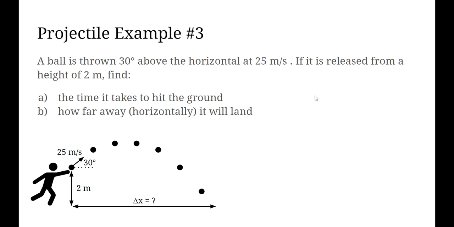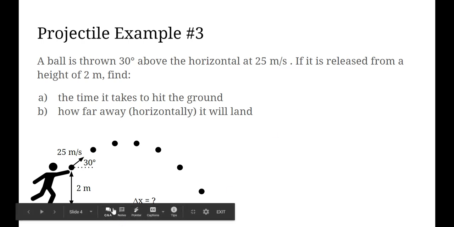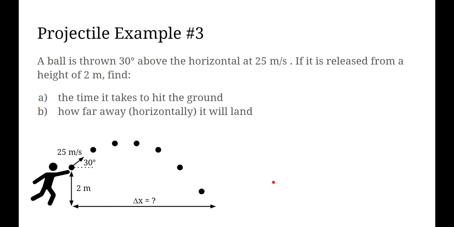In the first example, we have a ball that's thrown 30 degrees above the horizontal at 25 meters per second. If it's released from a height of 2 meters, we have to find how long it will be in the air and how far it will land away from the thrower. So here's a diagram of the situation with all of the given values from the problem in it, including what we don't know, which is how far away the ball is going to land.